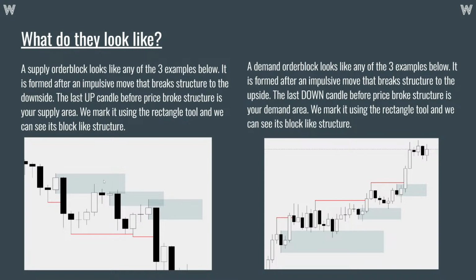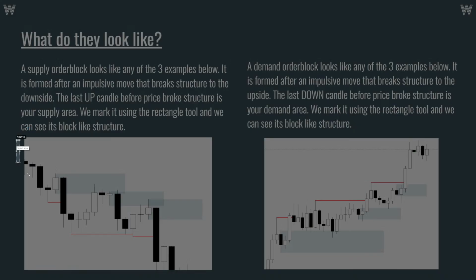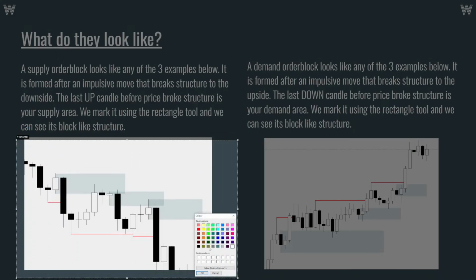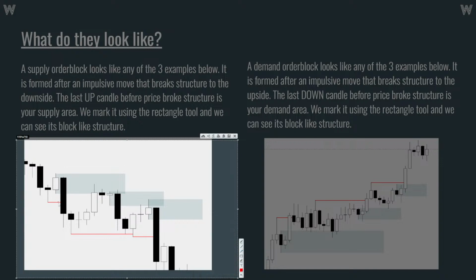We can see we come up, we test this area and we break down again. And then the same thing happens again. This was the last up candle before price broke structure. Once we come up to test this area, we react and sell off again. And then again, price broke structure with an impulsive candle to the downside. This is our supply, right? Impulsive move, supply, retest, impulsive move, supply, retest, impulsive move. Then we come up and retest the supply, so this is where we're going to be looking to take our short, and our stops would be above the highs, right?